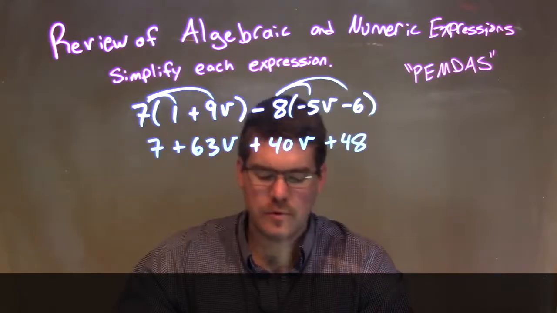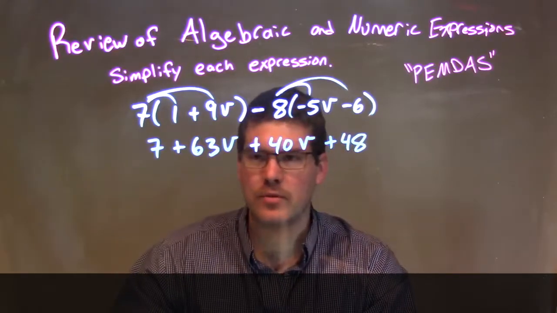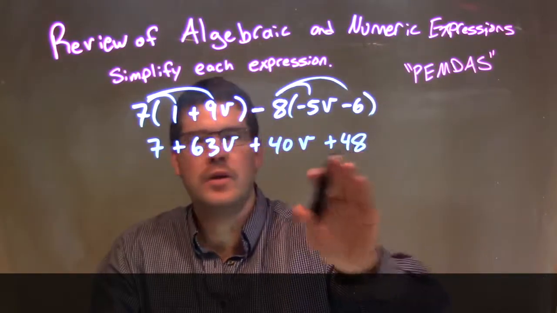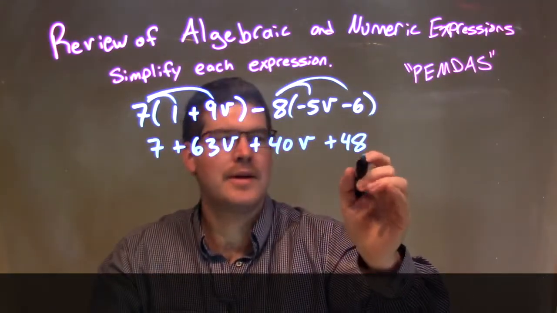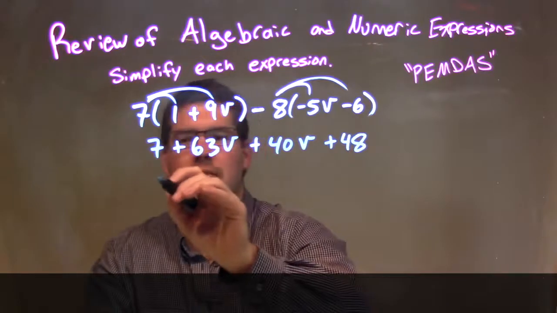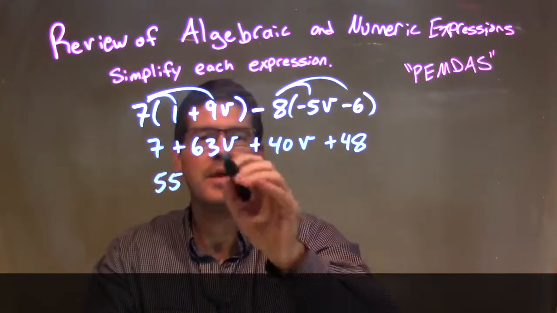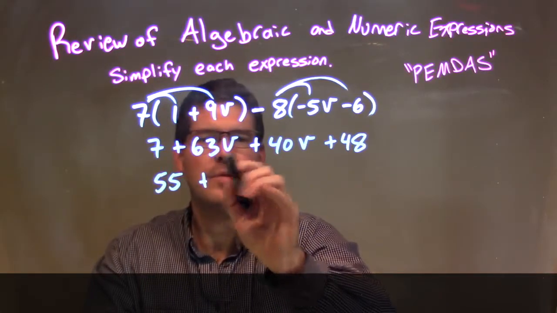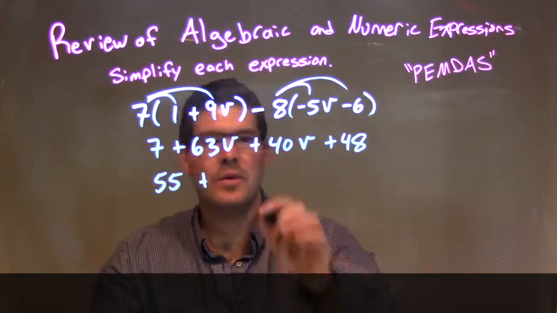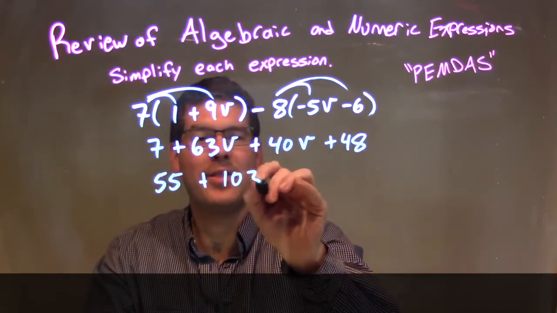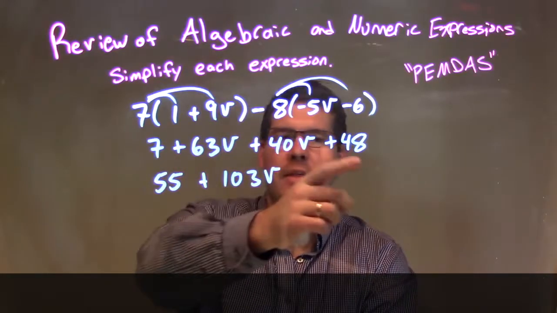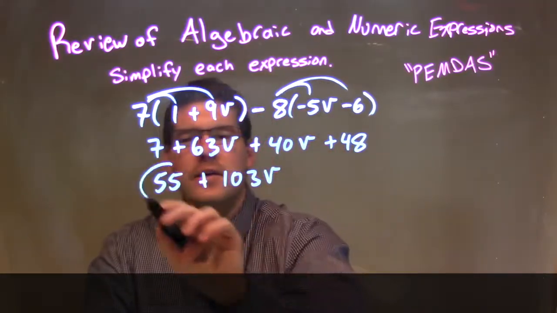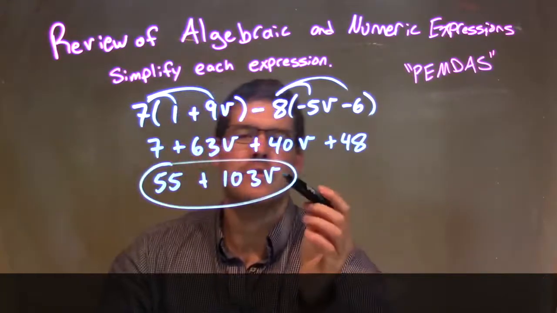So now what I want to do is combine my like terms. I have 48 and a 7, they both are the numbers there. I'm going to combine those together to get a 55. Then I want to combine my 63b and 40b, which comes up to be 103b. And so now we've combined our like terms, the b's, and then the numbers. So our final answer here is just 55 plus 103b.